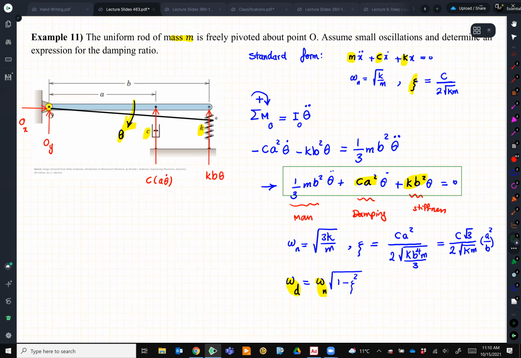Okay. And now it depends on these parameters. What is the value of C? What is the value of K and M and A and B, these distances? This system can be overdamped, it can be underdamped, or critically damped, which we discussed all of those scenarios. All right. So any question for this one? Seems simple, right? Agree?